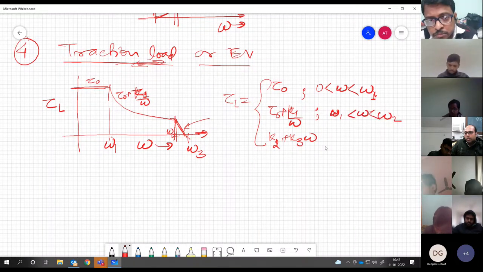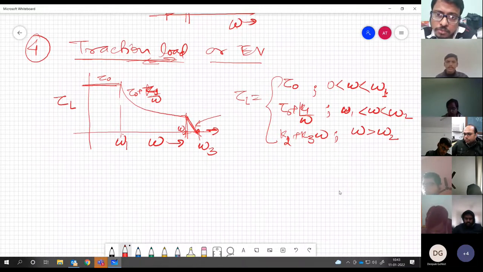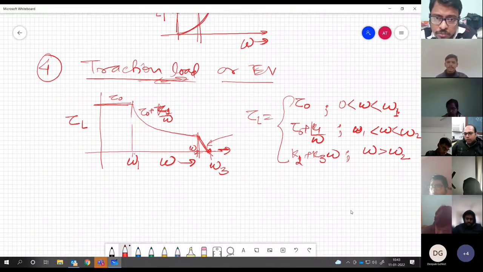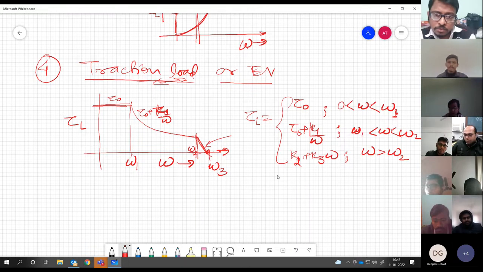And finally, between omega 2 and omega 3, or you can say for omega greater than omega 2, it is this kind of profile up to the speed where you are going to operate. This is the final speed. Fine. So that is how different load torques we may encounter in a general scenario. It may follow a particular profile, it may have a combination of different profiles, and it goes like that. Fine.